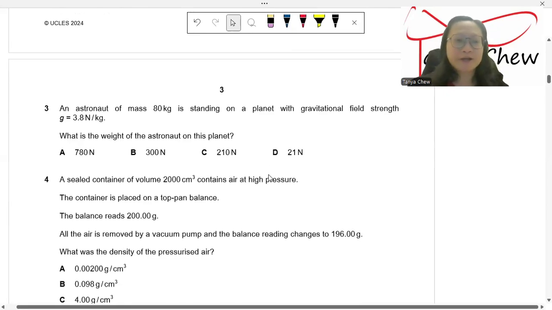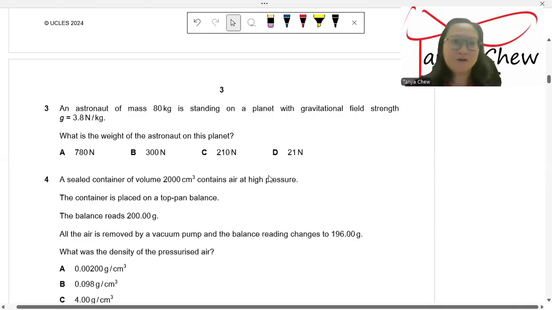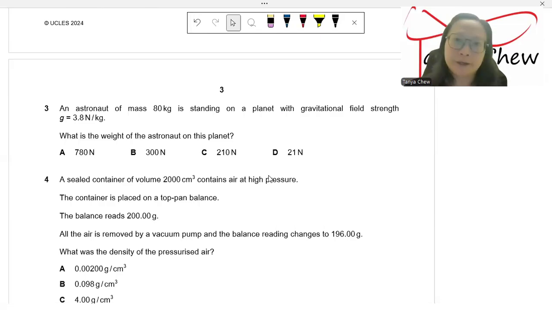Question number 3. An astronaut of mass 80 kilogram is standing on a planet with gravitational field strength g equal to 3.8 Newton per kilogram. It's definitely not on Earth, don't you think so? Because the gravitational field strength on Earth is 9.8 Newton per kilogram. So this is way smaller, so you can float. What is the weight of the astronaut on this planet?